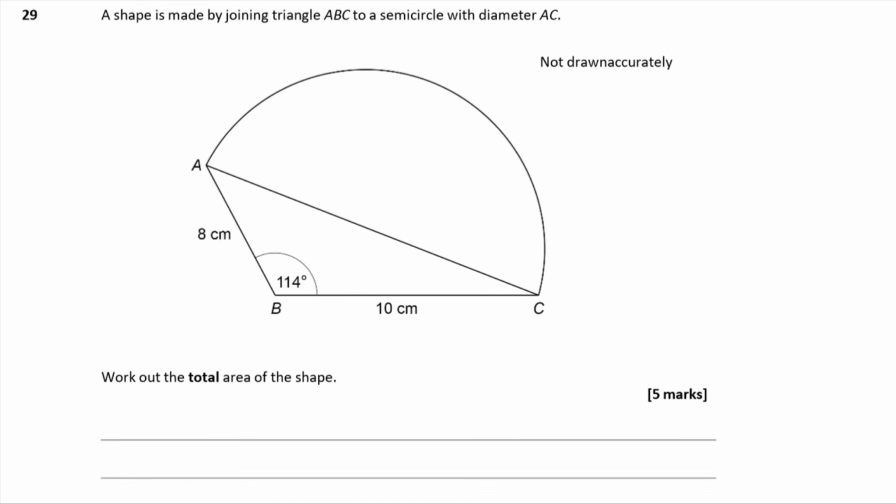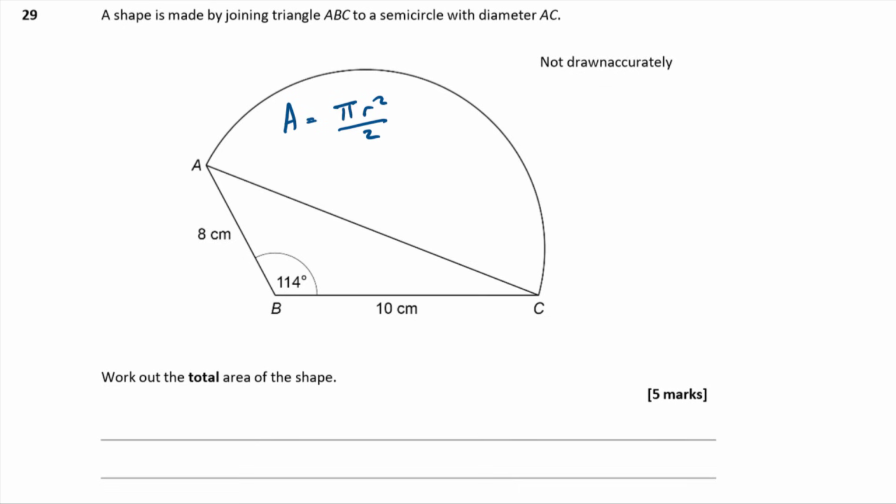A shape is made up by joining a triangle ABC to a semicircle with diameter AC. Work out the total area of the shape. So we're going to have to find the area of the semicircle and the area of the triangle and add them together. The semicircle area is going to be fairly straightforward, you'd think, wouldn't you? Because the area of a circle is pi r squared, so a semicircle is pi r squared over 2.